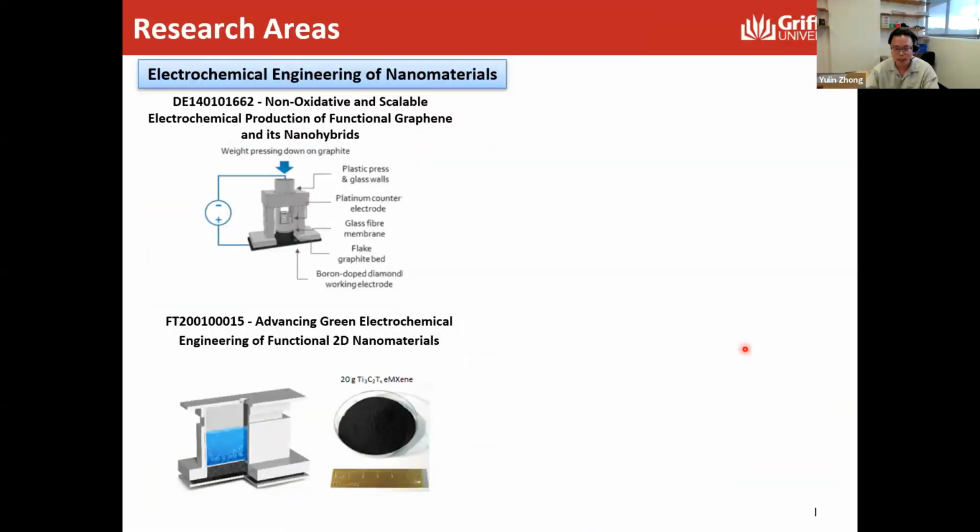So my research in Australia started sometime in 2013 when I first got the ARC DECRA fellowship. The first project was, of course, on making graphene using electrochemistry. And then, 6 years later, I got the Future Fellowship, extending this electrochemical technology towards producing other types of 2D material, including MXene.